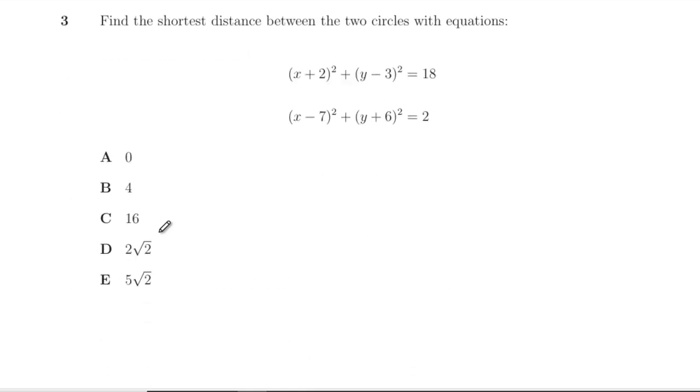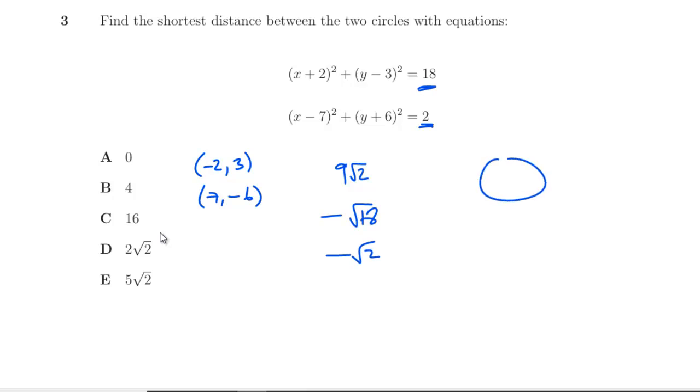Question 3, find the shortest distance between the two circles with these equations. So we've got one centre at minus 2, 3. We've got another centre at 7, minus 6. And so they're both changes of 9. So the distance between those is going to be the square root of 9 squared plus 9 squared. So that's going to be 9 root 2. But for the shortest distance between the circles, we need to take off the radii, don't we? So we're going to have to take off a root 18 and a root 2.